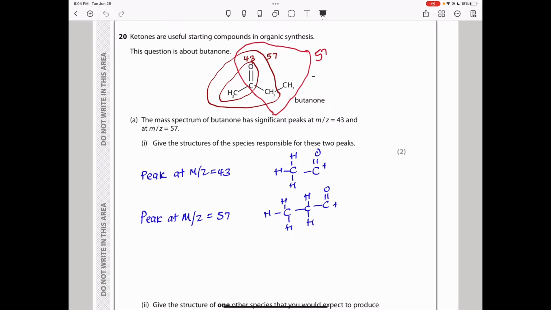So I chose this part here as 43, and that part here as 57, as well as this part here as 57. So for me, I chose this part here. You can see CH3CH2, as well as this part here, which is 43. So mass to charge 43 and mass to charge 57 is going to be that. So I will continue to the next part.